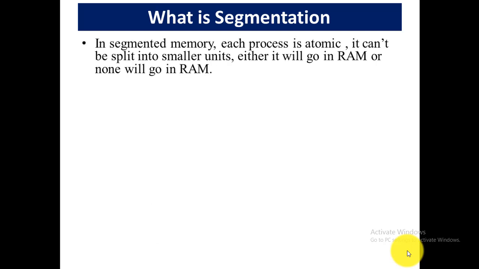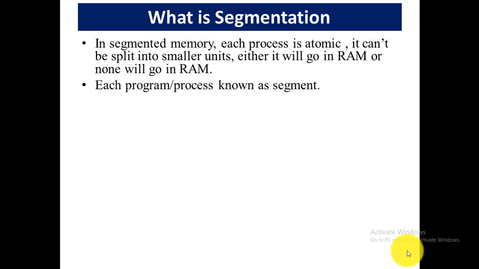In segmented memory, each process is atomic. It can't be split into smaller units. Either the process will go into RAM in full or none of it will go into RAM. We cannot split the program into smaller modules or smaller units. In segmented memory, we have to load the full program, or none of it will be loaded.